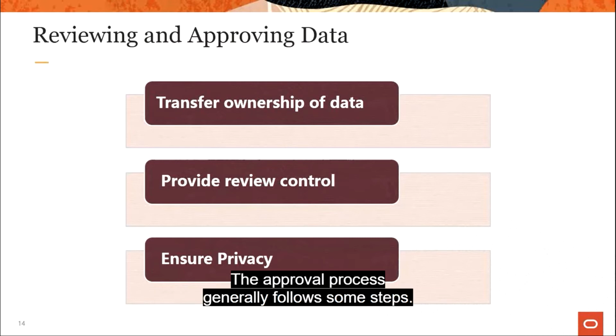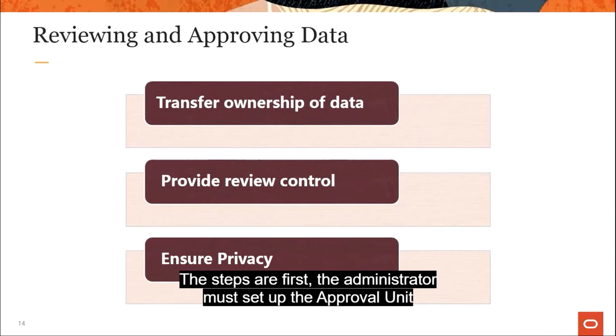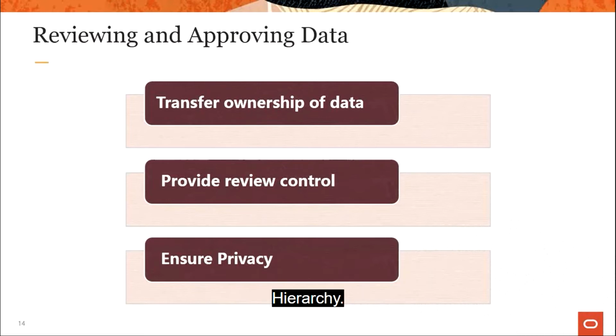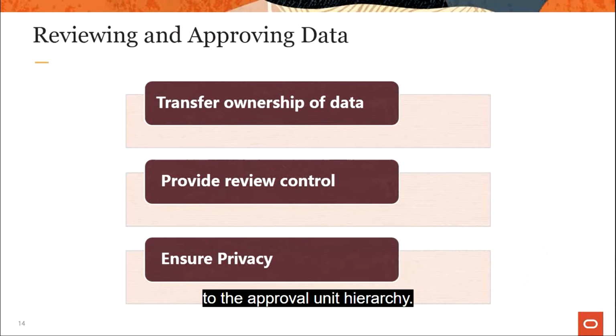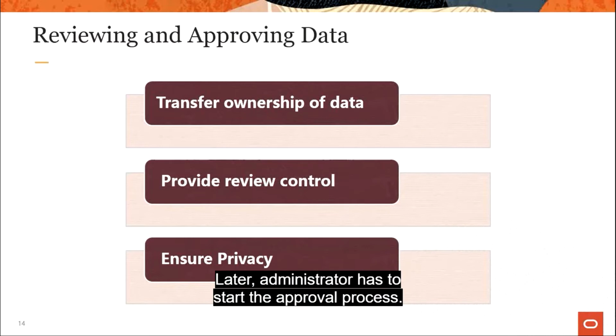The approval process generally follows some steps. These steps are: first, the administrator must set up the approval unit hierarchy. Then the administrator assigns a scenario, year, and period combination to the approval unit hierarchy. Later, the administrator has to start the approval process.